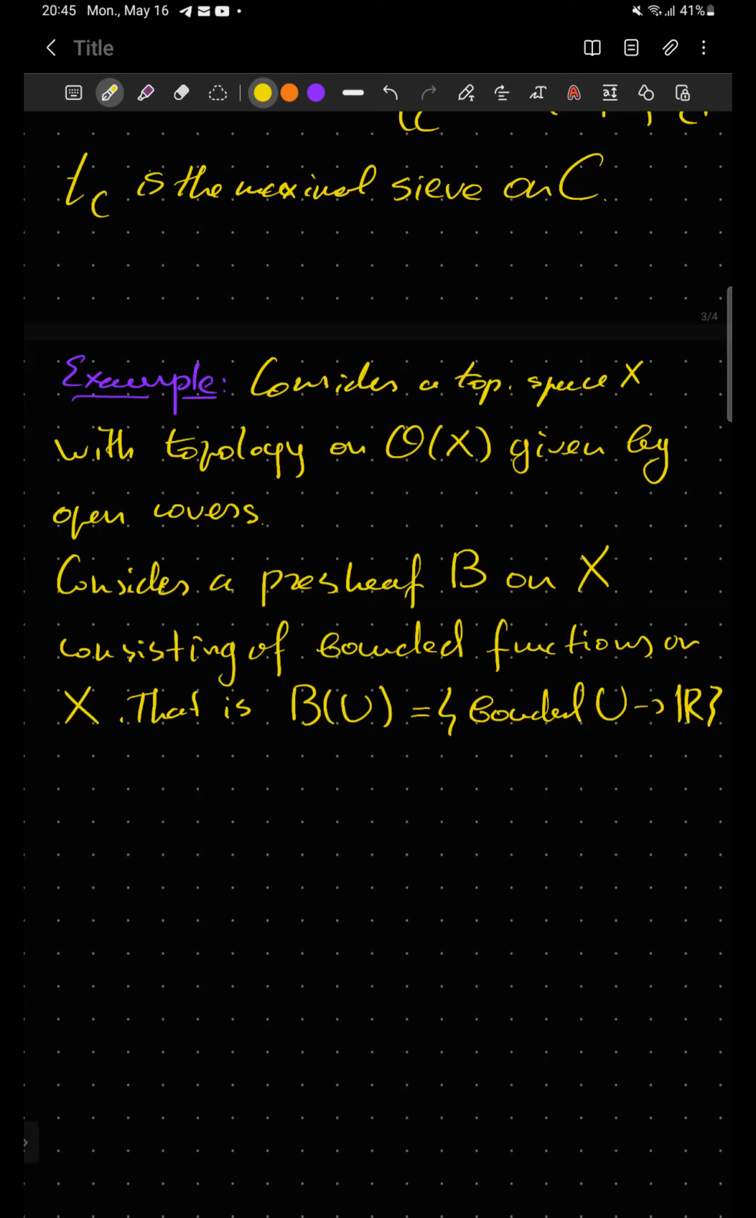For example, consider an open array of positive real numbers and consider a function 1 divided by x over this array, and clearly we can construct a cover where over each individual element of a cover the function is bounded, but it is clearly not bounded over the whole space of positive real numbers. So we want to consider a plus construction on this pre-sheaf.